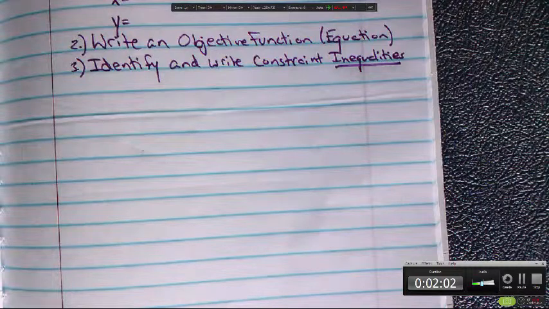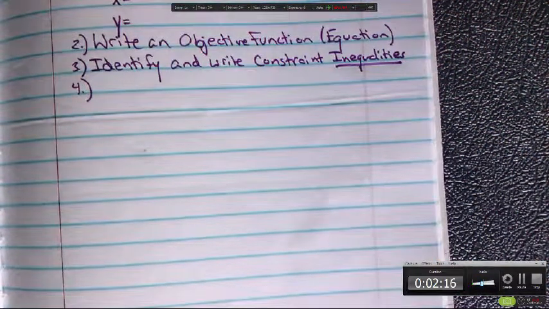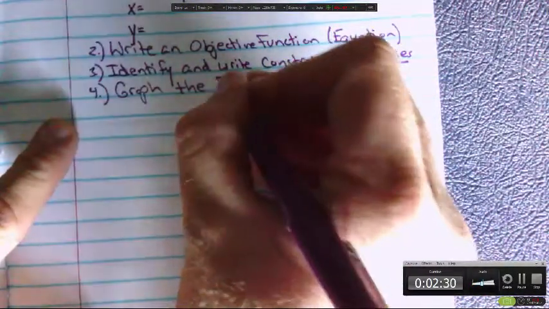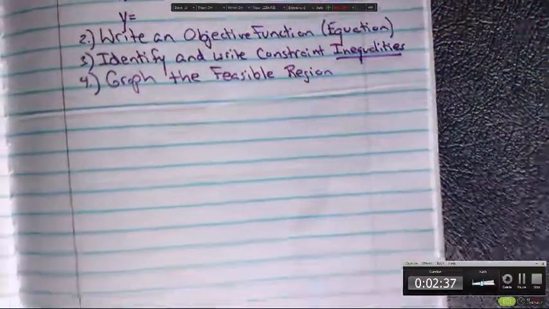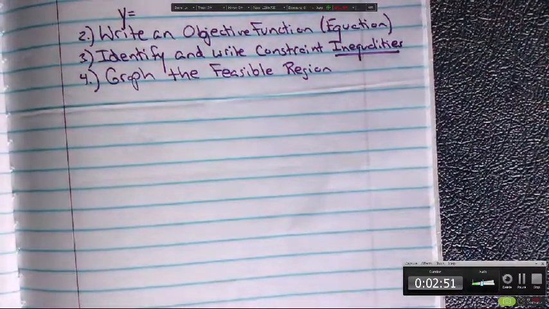Step 3 is identify and write constraint inequalities. Key word there is inequalities. These will always be less than or greater than statements. Now, once you've written all of your constraints, we can then take all those inequalities and put them on the same graph. And when we do that, we create, what's that called? Good. We create the feasible region. Step 4, graph the feasible region. So we're going to have some kind of geometrical figure, whether that might be a triangle, a quadrilateral, or any kind of unbounded polygon if it goes on forever. An example of that is cost. Cost is unbounded. So you're going to graph the feasible region.